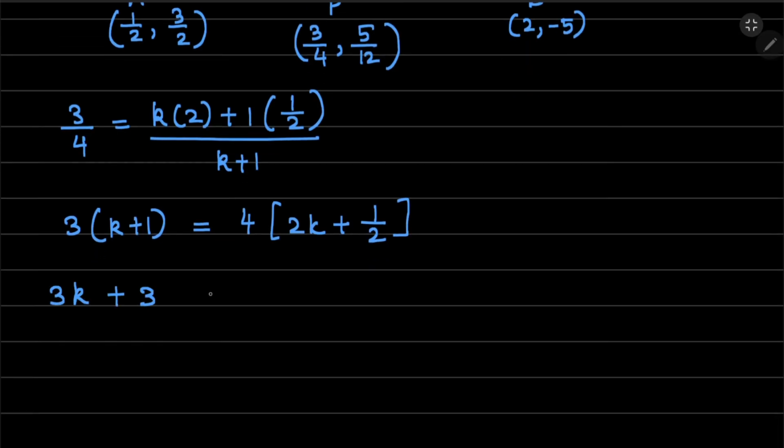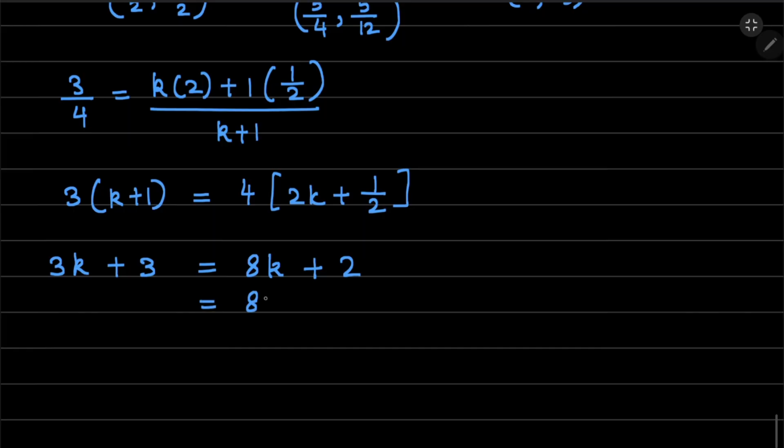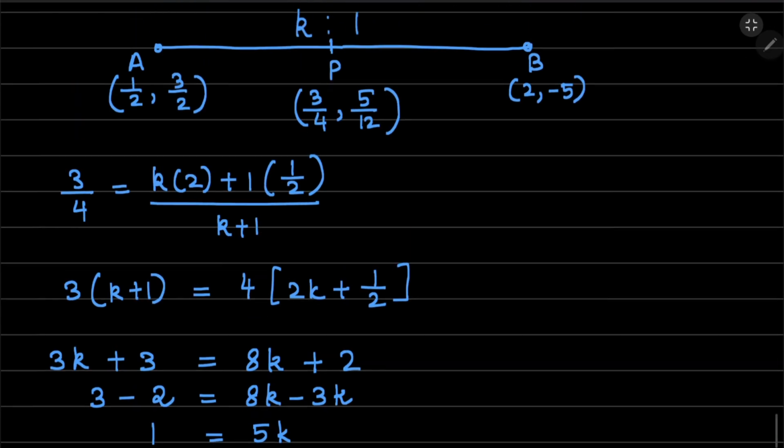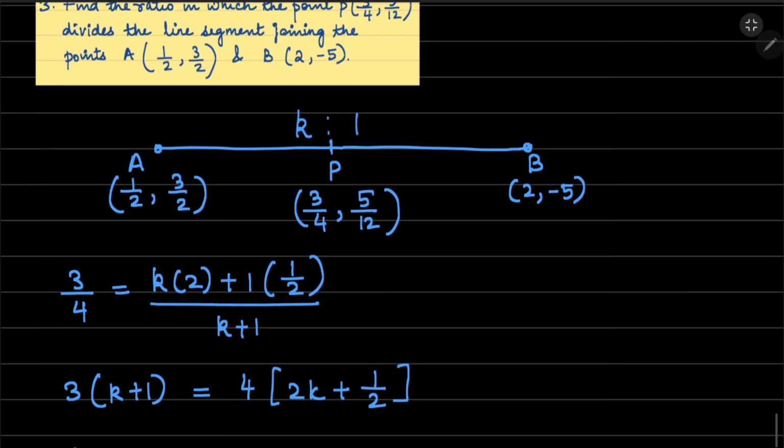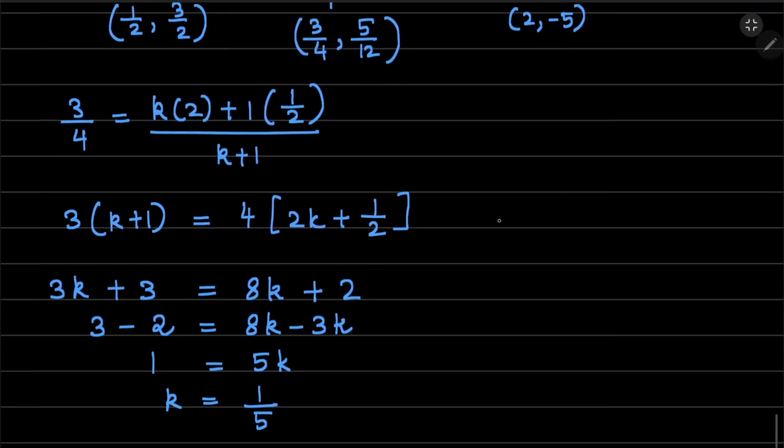Let's solve it. 3k plus 3 is equal to 4 into 2k, that is 8k, plus 4 into 1 by 2, which is 2. Let's take all the k terms to one side. So 8k minus 3k is equal to 3 minus 2. So 3 minus 2 is 1, equal to 5k. And what is k? k will be equal to 1 by 5. Okay, that's all. Therefore, what is the required ratio?